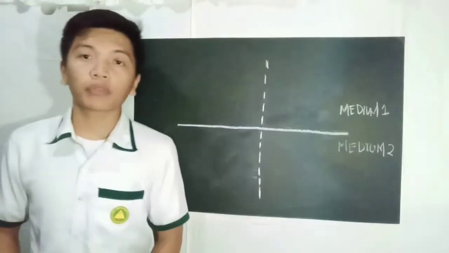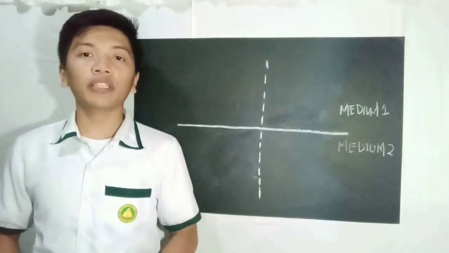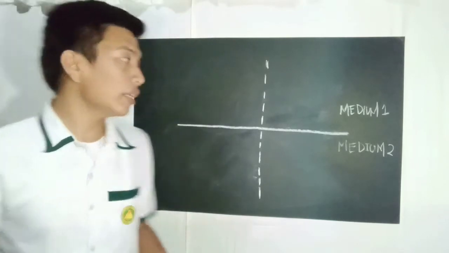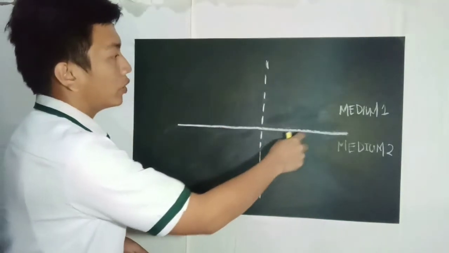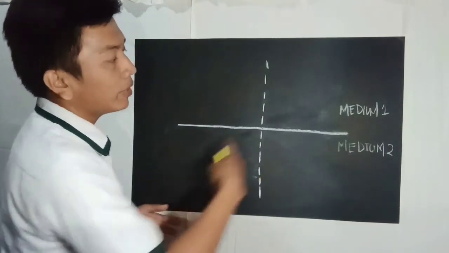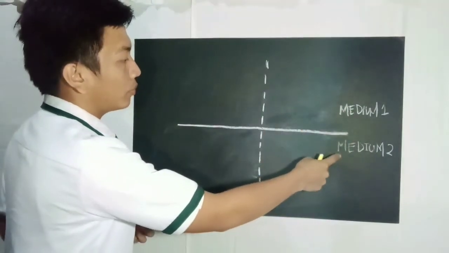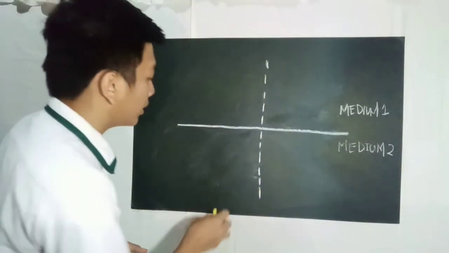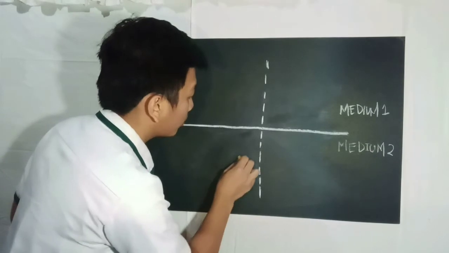Okay, since we already know what total internal reflection is and how it occurs, now we are going to ray diagram the total internal reflection for us to visualize and better understand its concept. So let us consider this line as the interface between medium 1 and medium 2, wherein medium 1 is less dense than medium 2. And let's have a normal line here. And let's say that a ray of light is traveling from medium 2.